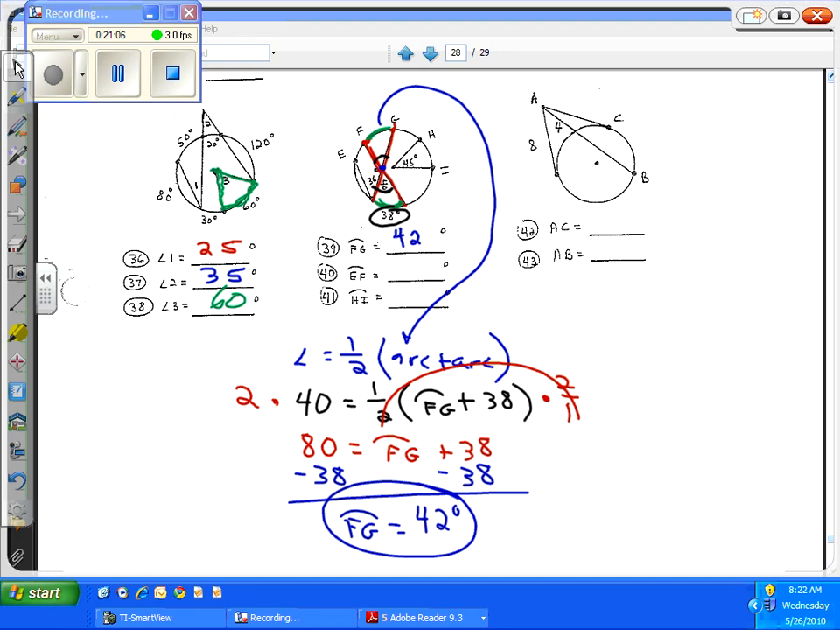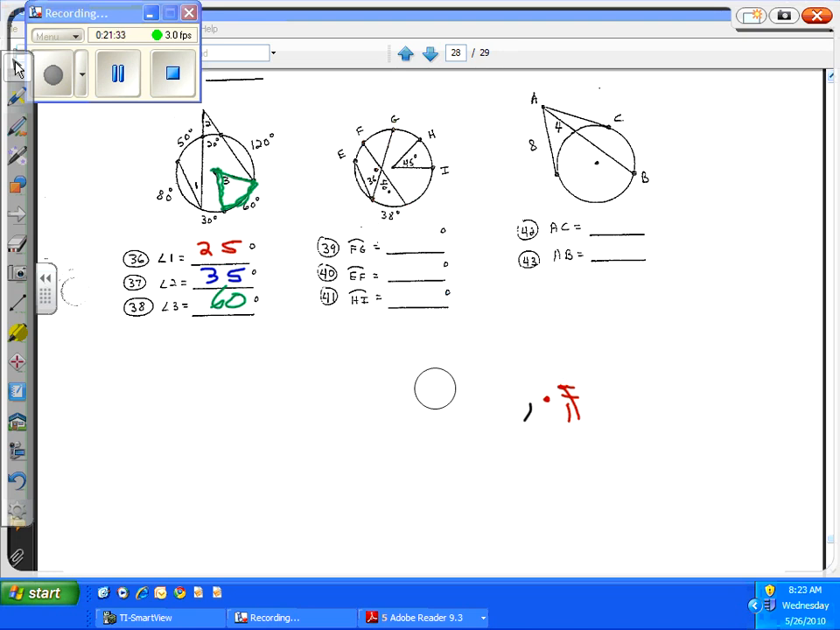If the vertex is inside but not the center, then the angle is half the sum of the intercepted arcs. We're dealing with an angle formed by two chords that intersect inside of a circle. Okay? Arc EF. Well, we're going to have to clean this out so we can kind of see what we're dealing with. We just learned that arc FG is 42. We're going to put that in the picture. We may need that. So we just learned that arc FG is 42 degrees. We're going to stick that in there in case we need it.